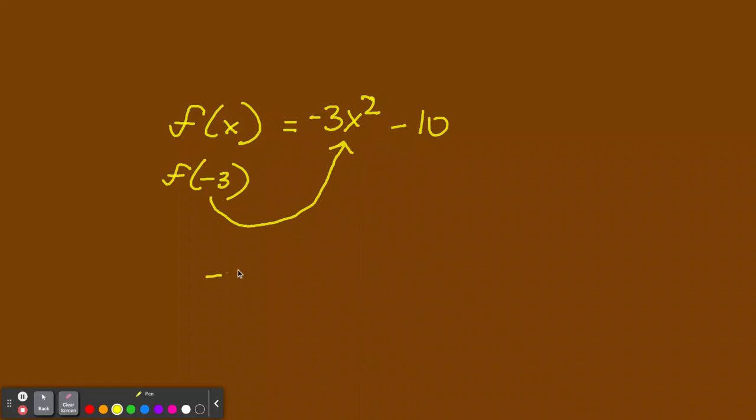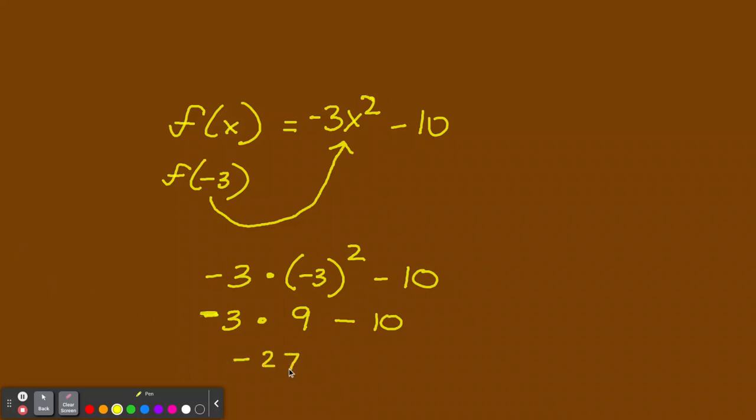That's all you're doing. So you could have negative 3 times negative 3 squared minus 10. So you have negative 3 times, and negative 3 squared is just 9, minus 10. And make sure you do PEMDAS or GEMDAS, order of operations. So here we have negative 27, because negative 3 times 9 is negative 27, minus 10. If you combine that, you'll get negative 37. So that's a function type problem. Let's do one more of those.